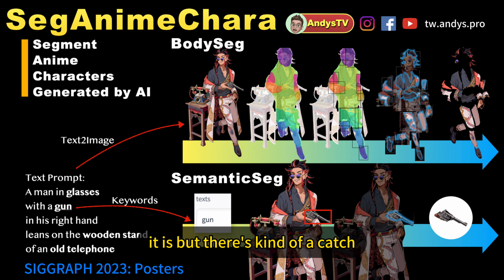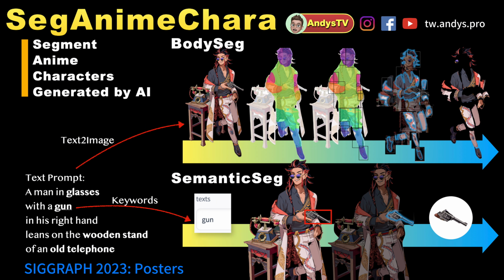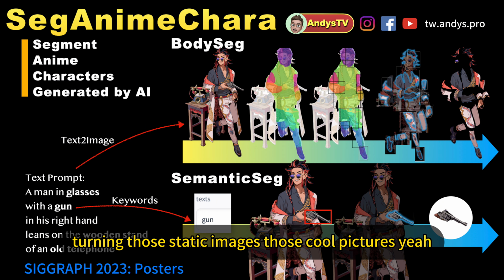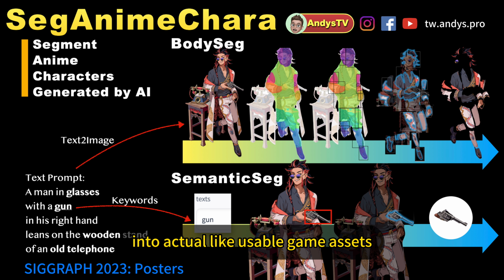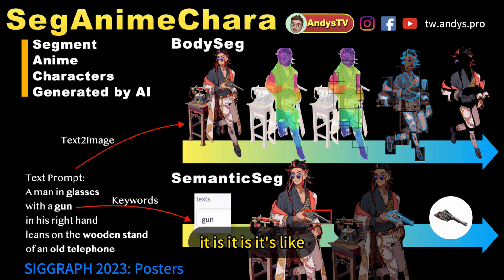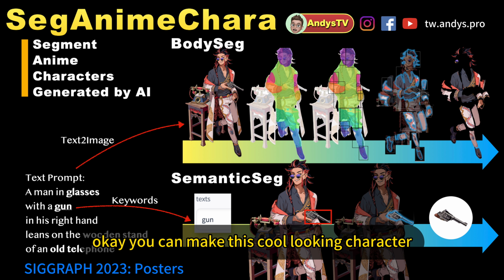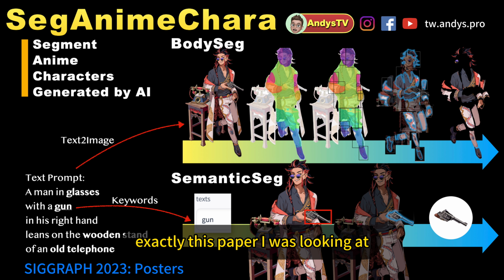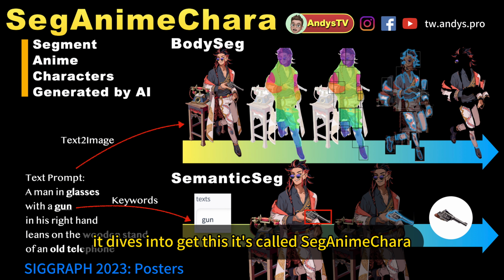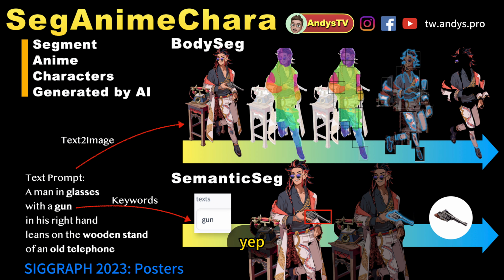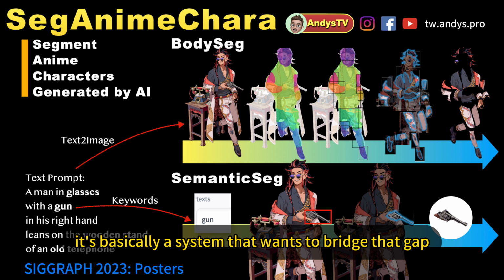It's really wild how far it's come, those AI image generators. It is, but there's kind of a catch. Turning those static images, those cool pictures, into actual usable game assets, that's a whole other thing entirely. It is. You can make this cool-looking character, but then what? Exactly. This paper I was looking at, it's called SegAnimeChara. It's basically a system that wants to bridge that gap.